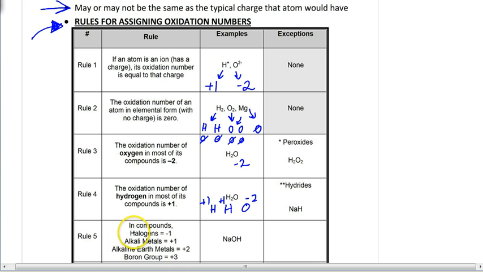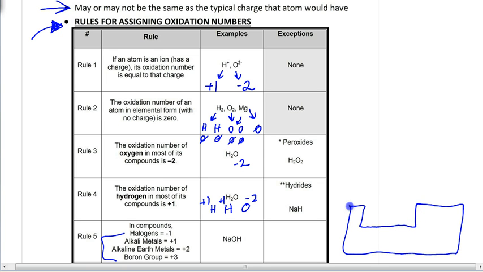Rule number 5 says that there are some groups on the periodic table that commonly have certain charges. So if you remember our periodic table here, we've got 6 rows over here, a D block in the middle, and then 2 over here. This first row, the alkali metals, is +1 for oxidation numbers in compounds. Group 2, the alkaline earth metals, is +2. The boron group with aluminum in it is generally +3. Again, this is only when they're in compounds. And halogens, which are not the column with helium, but it starts with fluorine, those are generally -1.